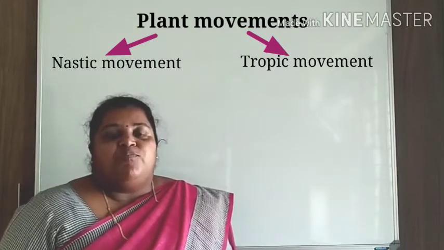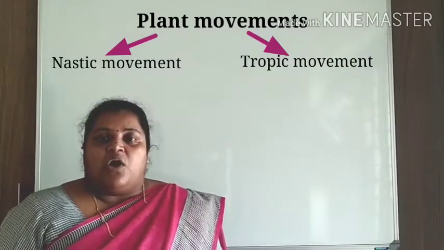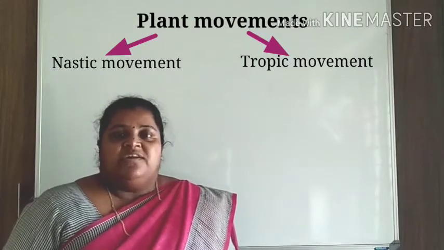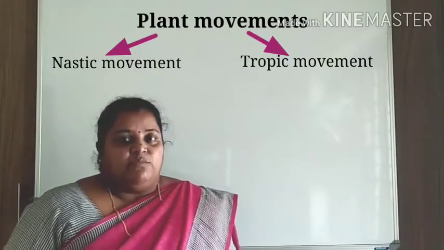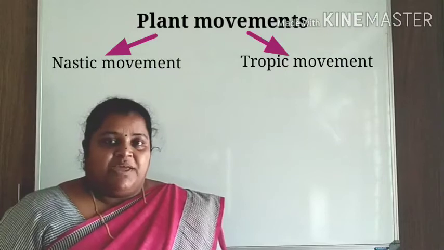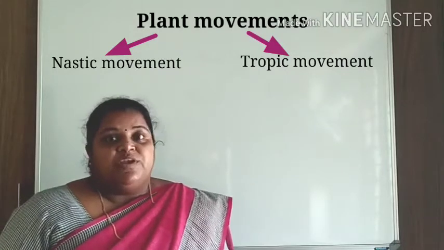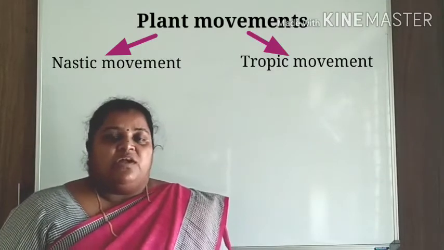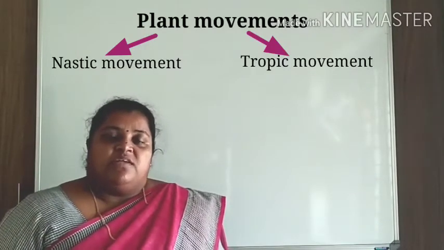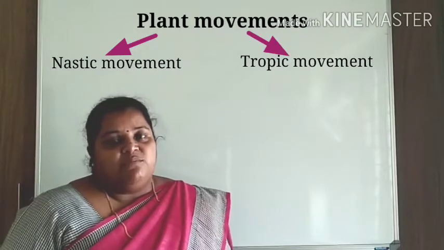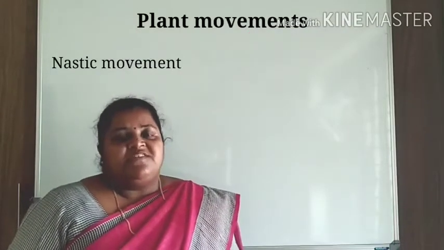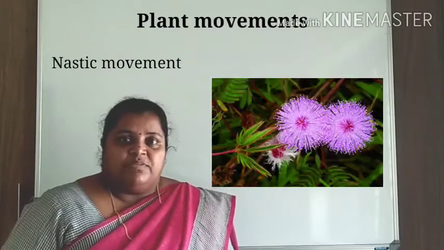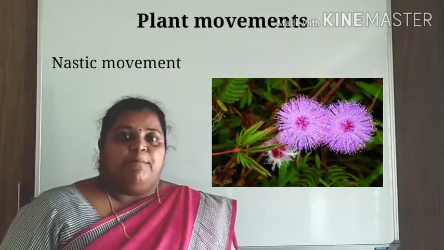If the movement of a plant is not in accordance with the direction of a stimulus, it is known as nastic movement. Example: movement of the touch-me-not plant, or mimosa plant.